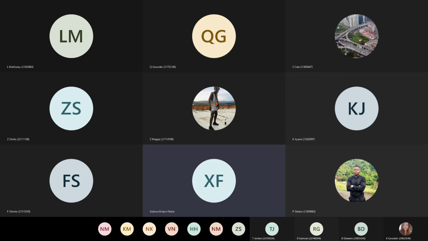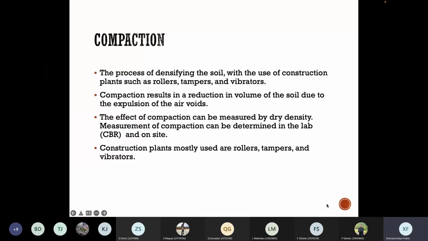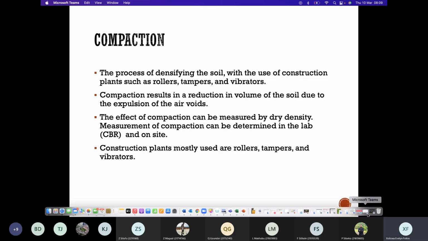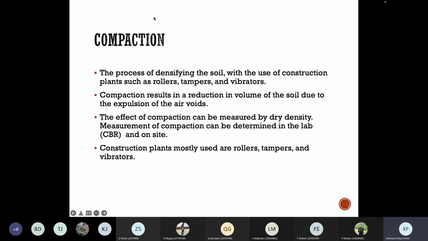Because you are muted, please use your reactions to communicate in terms of right now. I need you to indicate if you can see the screen. Can you guys see the screen? Just a reaction. Thank you very much. Okay.